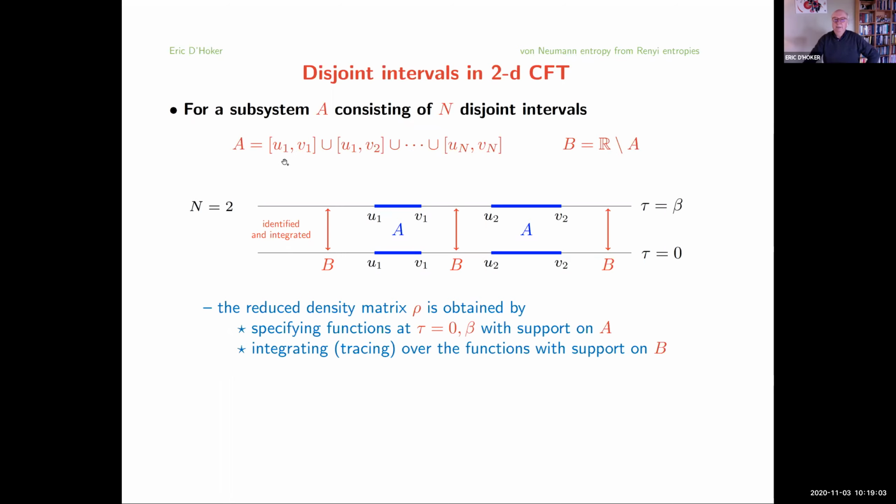From a field theory point of view, we're interested in looking at the reduced density matrix for functions that have support on A only.